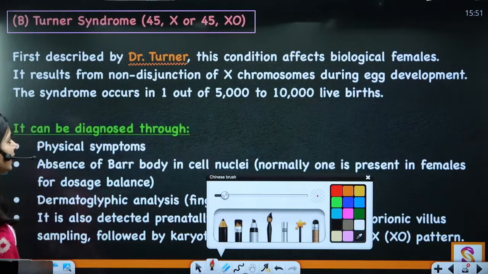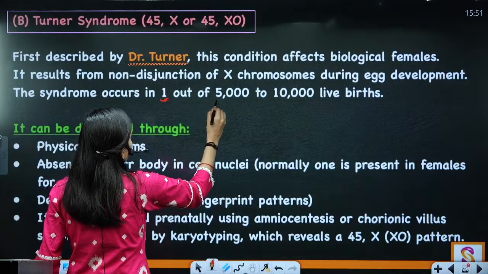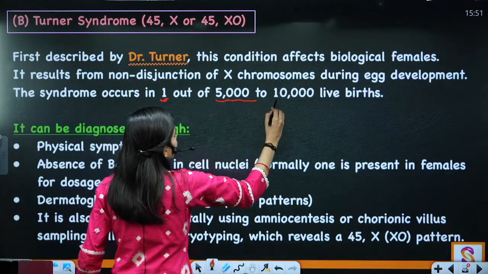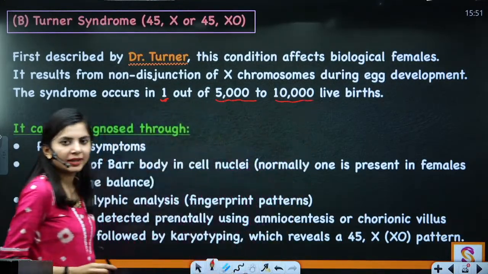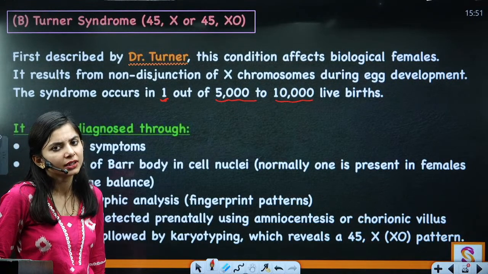So they said that non-disjunction of the X chromosome during the egg development, and this syndrome occurs in 1 out of 5,000 to 10,000 live births. So when would it happen? In that case, there may be chances that one case could be the Turner syndrome.